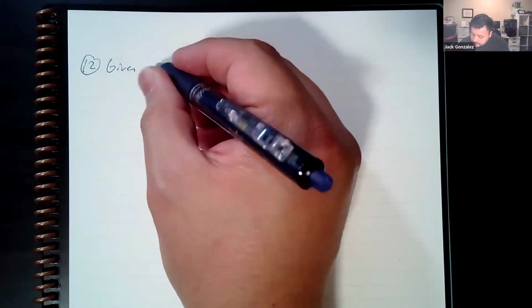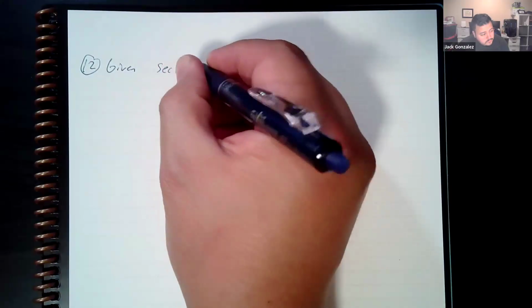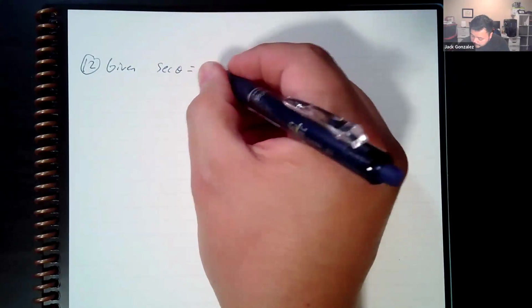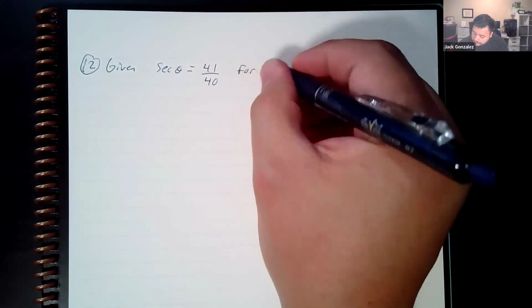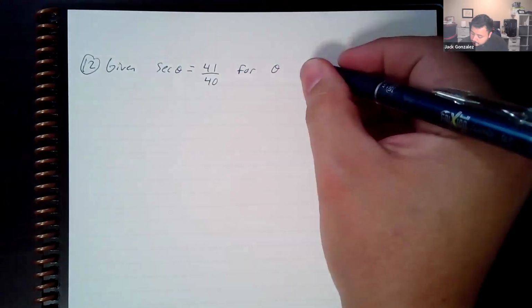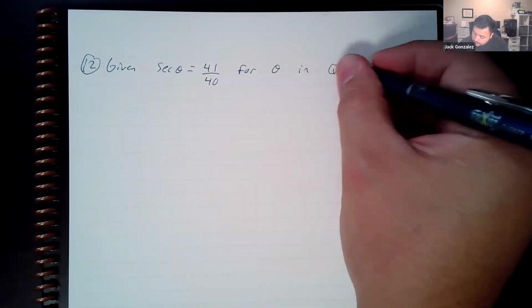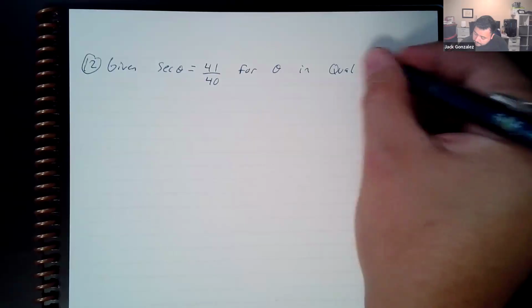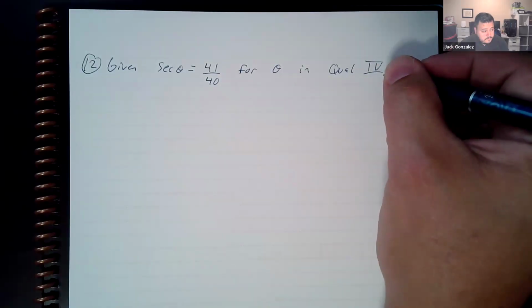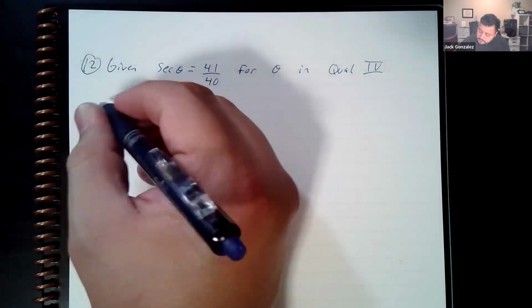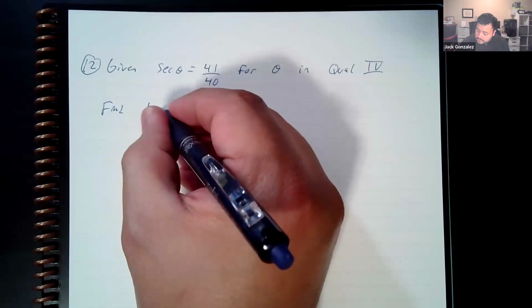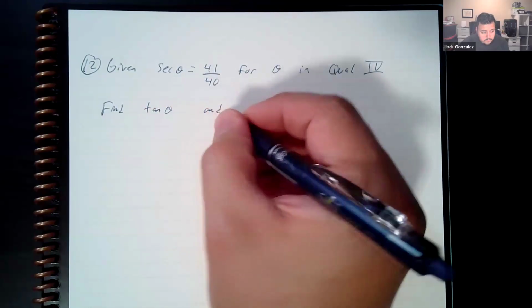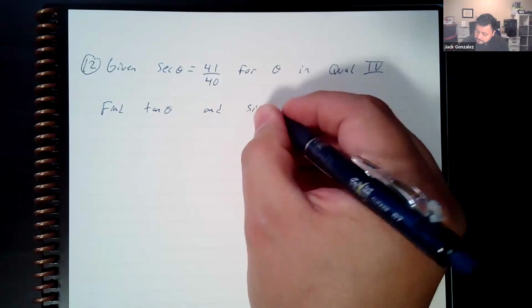Given secant theta equal to 41 over 40, for theta in quadrant 4, find tangent theta and sine theta.